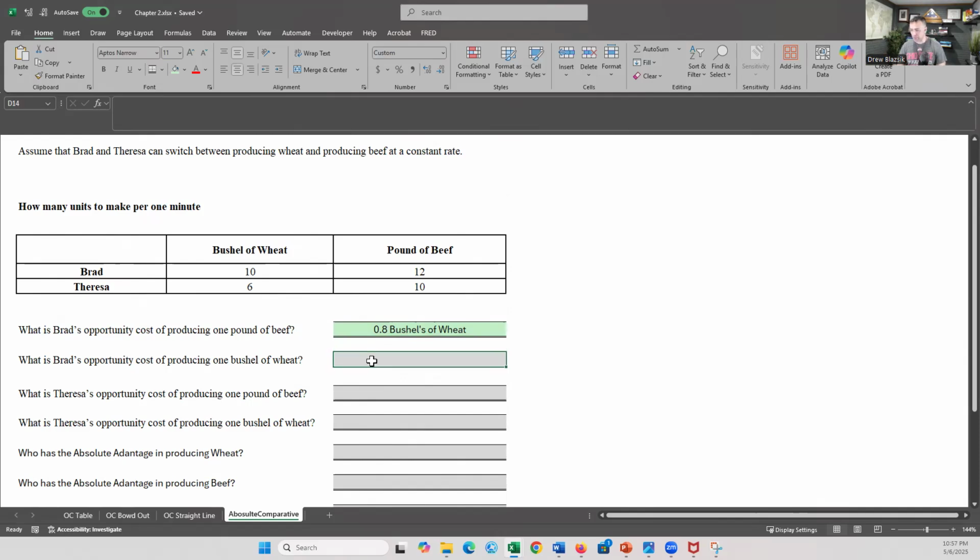All right, so I'm going to skip Brad. I'm going to let you do that one. I'm going to go to Teresa. What is Teresa's opportunity cost of producing 1 pound of beef? I will do her wheat instead. So I'm looking at her. Now she could produce wheat, she could produce beef. If now we want to know the opportunity cost to produce wheat, that means I'm producing a bushel of wheat. That's going to be equal to what did I give up? I gave up 10, divided by what did I get? I got 6. So it's going to be 1.7 pounds of beef.